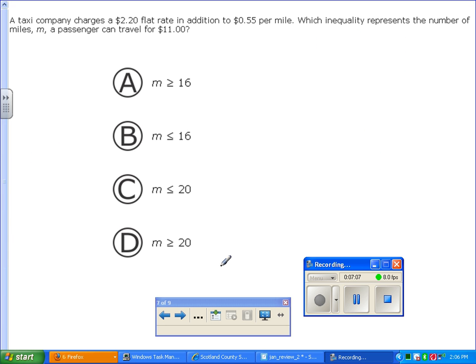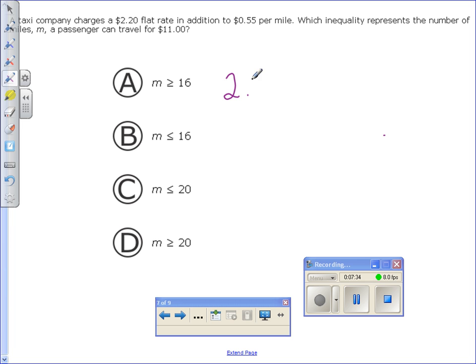Number 7, a taxi company charges $2.20 flat rate in addition to 55 cents per mile. Which inequality represents the number of miles, M, a passenger can travel for $11? Think, try to solve it. I'm going to pause it, and then I'll explain. Okay, you need to think about this one. A taxi company charges $2.20 a flat rate.